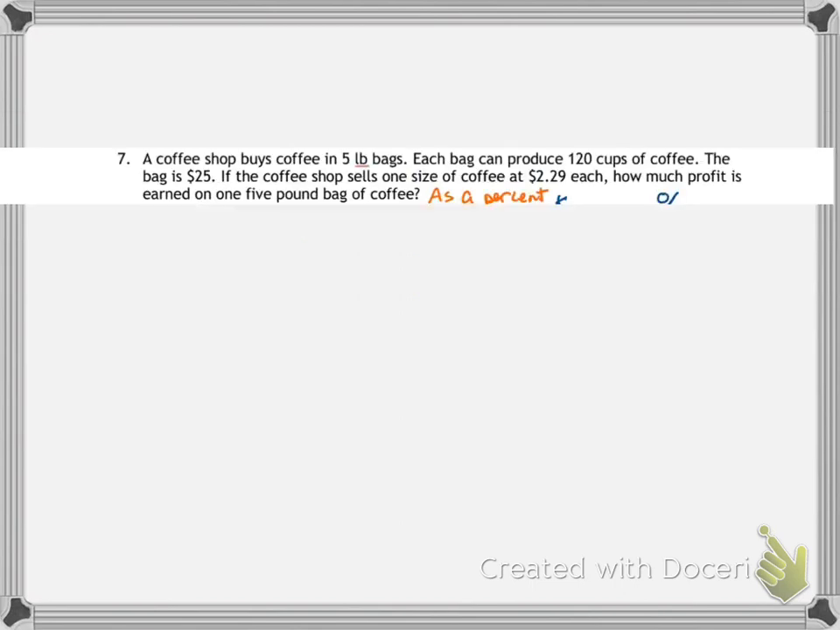Number 7. A coffee shop buys coffee in 5-pound bags. Each bag can produce 120 cups of coffee. The bag is $25. If the coffee shop sells one size of coffee at $2.29 each, how much profit is earned on one 5-pound bag of coffee as a percent? This is handwritten in because my computer crashed when I was typing that up. So it's asking for this profit as a percent. Set up your box and check your answer in a few minutes.